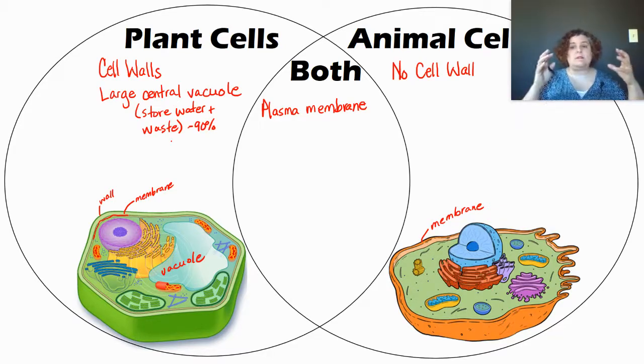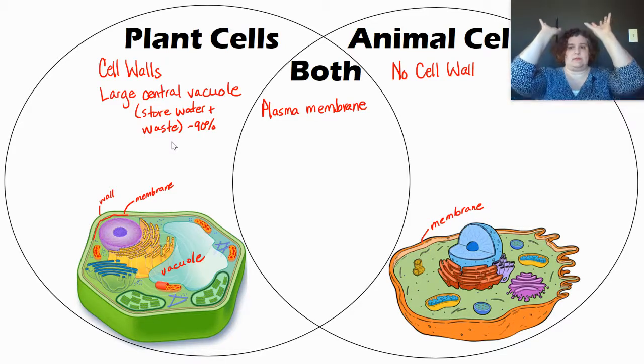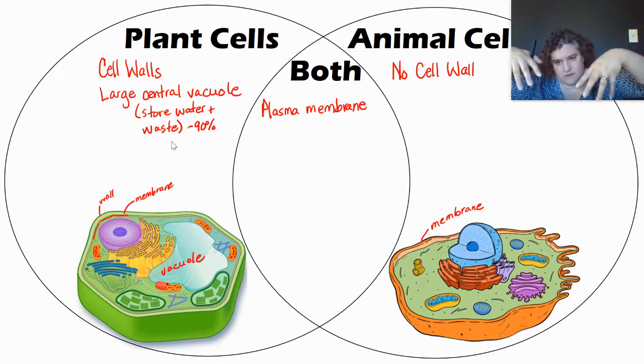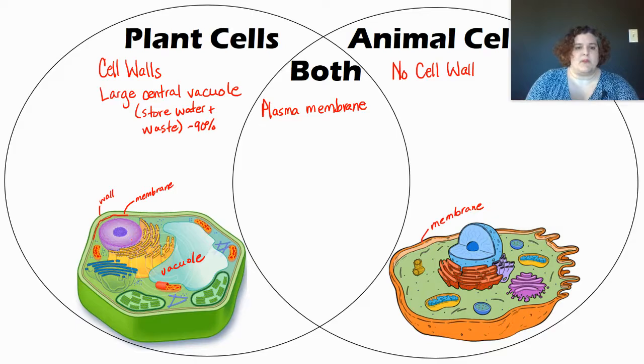And how plants use this, they fill up with water, and then that makes the whole plant kind of rigid. That's how the plant stands up tall and puts its leaves up toward the sun instead of just falling over. Okay? That's by filling that central vacuole with water.